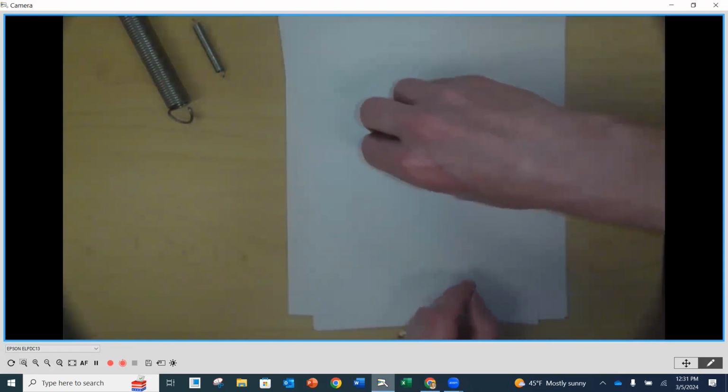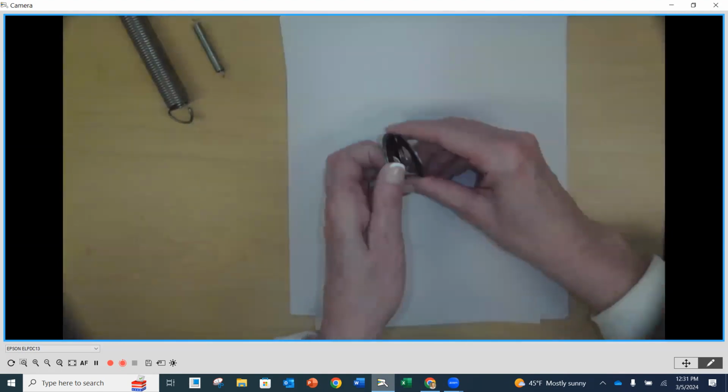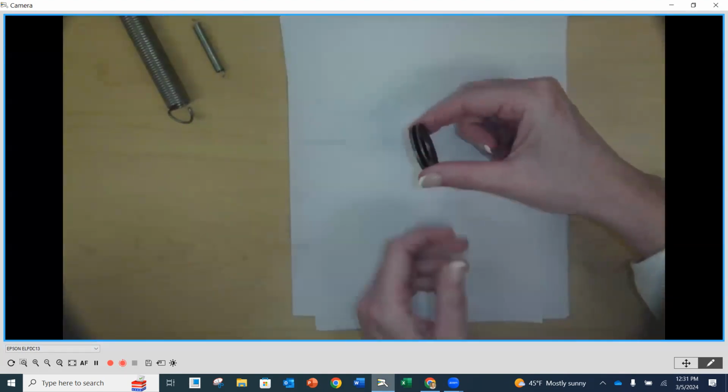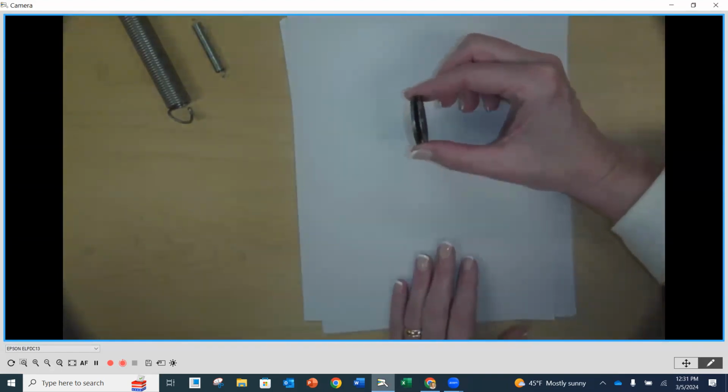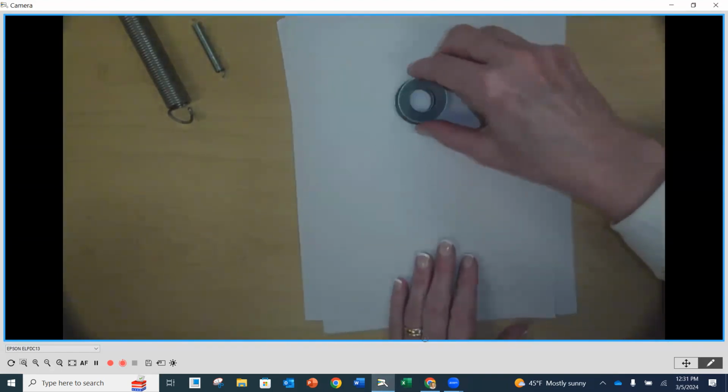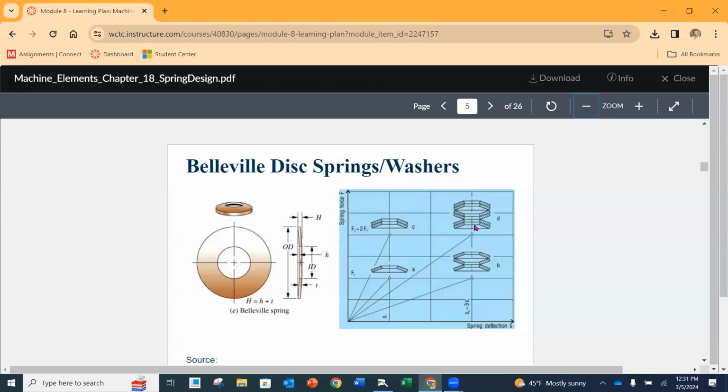I know it's hard to see that, but just kind of like this orientation. So that would be a set in parallel and in series, like we're going to show in that other picture there. So then you can also stack them in combination, so parallel and series, and you're getting more deflection and more force with it.